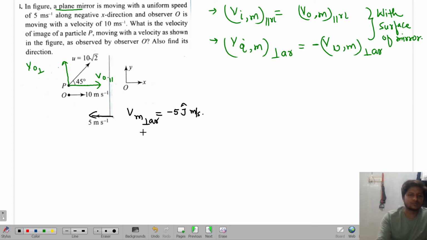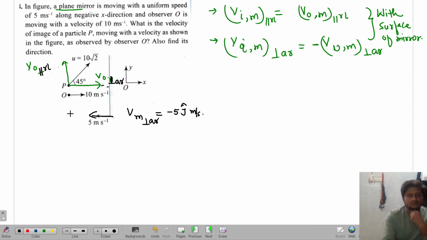You apply this, like the velocity of mirror perpendicular is given over here. The velocity of object, perpendicular, sorry. This is perpendicular. This is parallel. So both of these things are mentioned, and you can calculate it. See, this velocity of object is perpendicular to the surface. Sir, I did it like this.